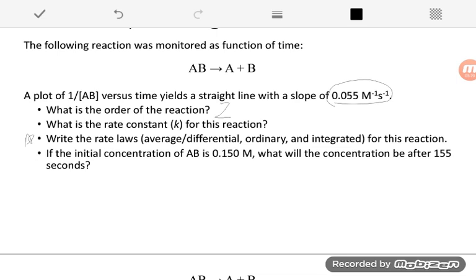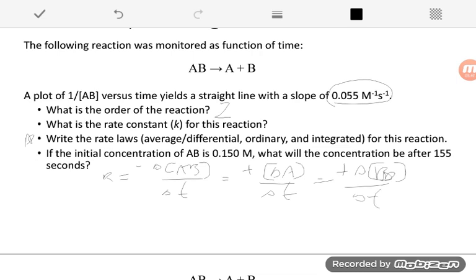The average, our differential one, that's the one where we write rate equals negative delta AB over delta t, is equal to positive delta A over delta t, is equal to positive delta B over delta t. That's our average, our differential rate.